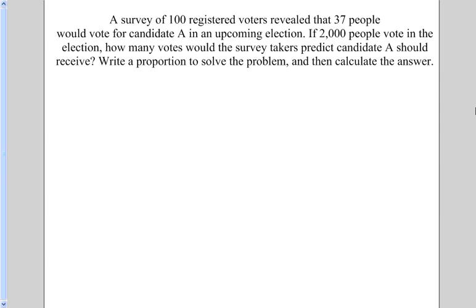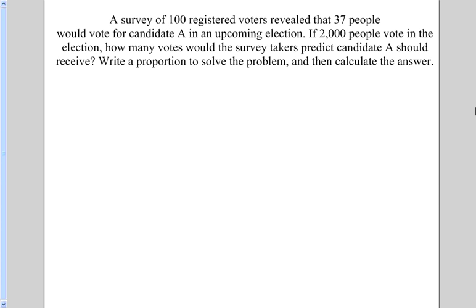This question tells us the following. A survey of 100 registered voters revealed that 37 people would vote for candidate A in an upcoming election. If 2,000 people vote in the election, how many votes would the survey takers predict candidate A should receive? Write a proportion to solve the problem and then calculate the answer.